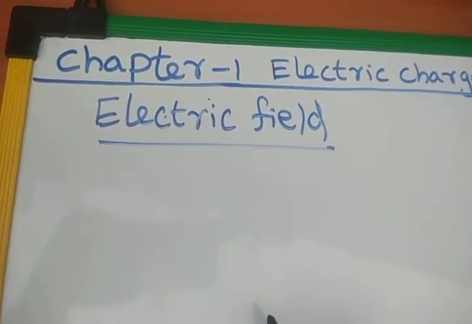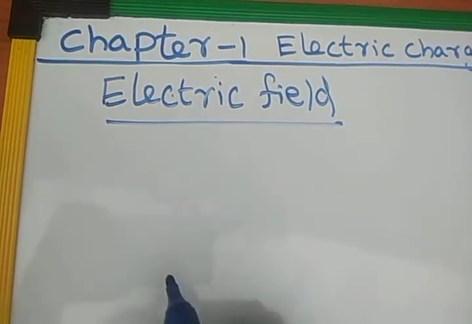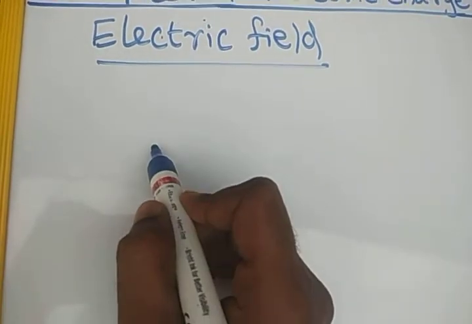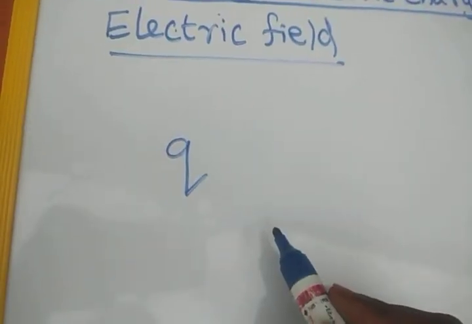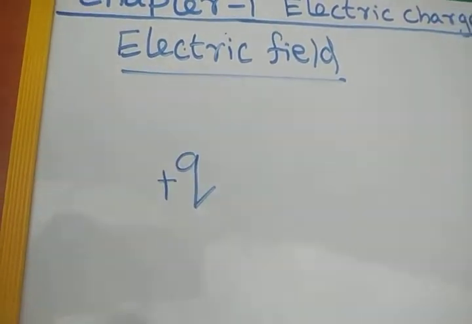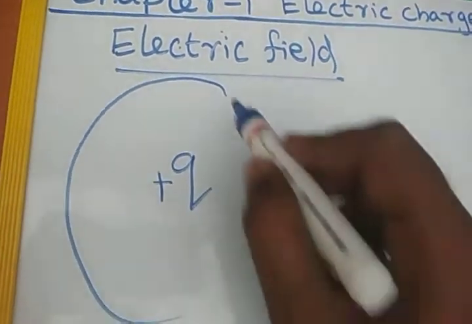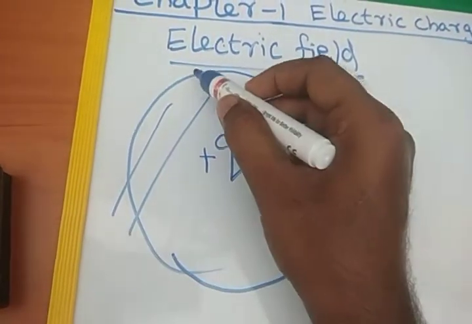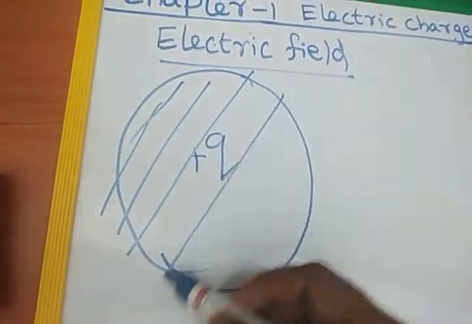Electric field. Most students have a doubt about the electric field. What is the physical meaning, and how do you understand it? Very simple, students. There is a charge Q, either positive or negative. There is a field around this charge. Only in this area does the charge have some influence.